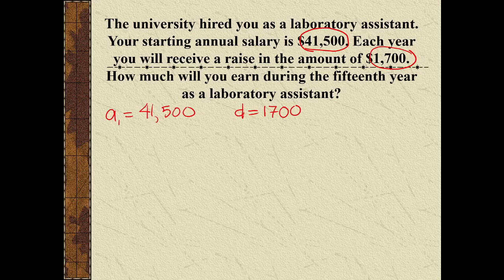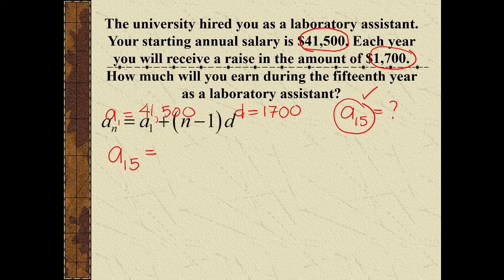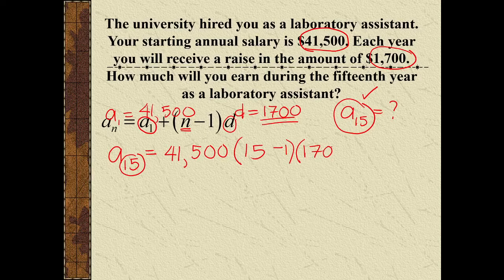Now, how much will you earn during the 15th year? So what we are looking for is A sub 15, the 15th term. These are what we call terms: 1st, 2nd, 3rd, 4th, 5th, up to the 14th and 15th. So A sub 15 is equal to, which formula do we use? This one. What is the first term? 41,500. What's the value of N? 15, minus 1. What is the common difference? 1,700.